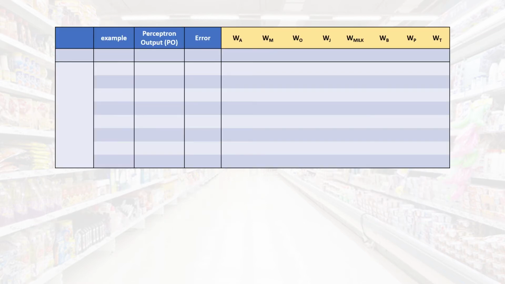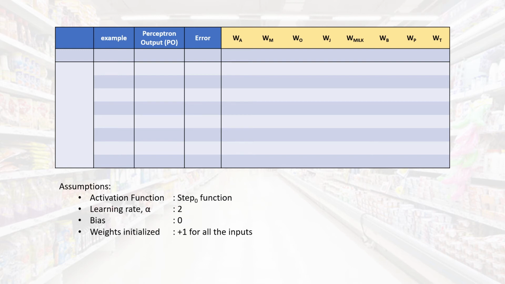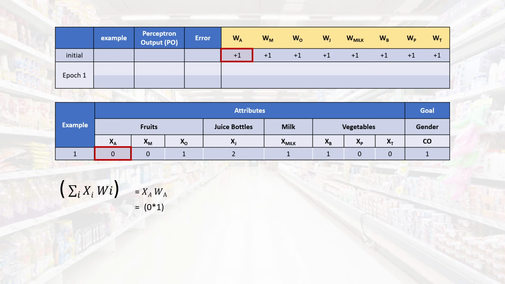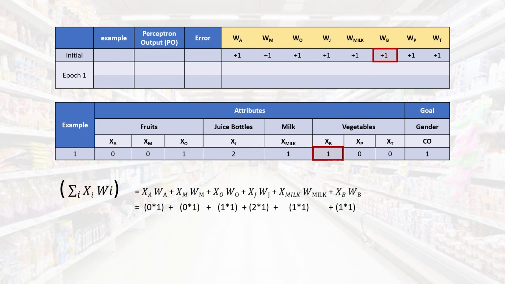This table will help us to understand how the algorithm works. Before we move on, these are the values we need to start the calculation. Activation function is a step function with threshold 0. Learning rate 2 and bias value 0 for faster convergence. In the beginning, we initialize all the weights as 1 to give equal importance to all our inputs. This is our dataset. We are going to use the first example. Step 1. Calculating the weighted sum. So we multiply the inputs with its respective weights and add them. The value we get is 5.